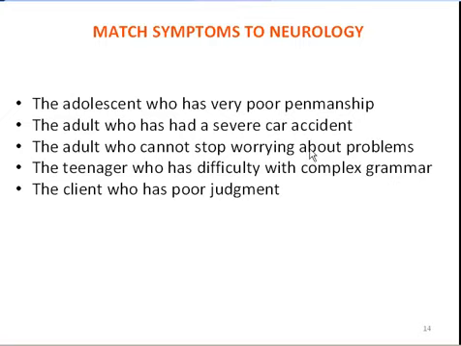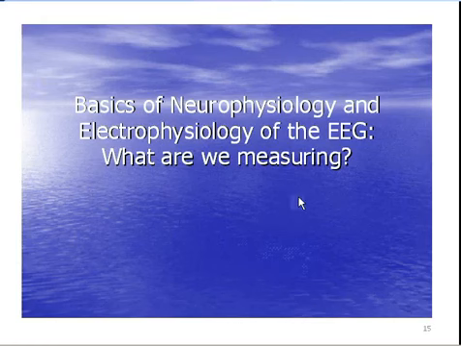An adult who can't stop worrying about problems, expect beta in the posterior cingulate gyrus. A teenager who has difficulty with complex grammar, expect difficulties in the left angular gyrus, which is in the parietal lobes. And what about the client who has poor judgment? Well, then there are likely problems in the frontal lobes.